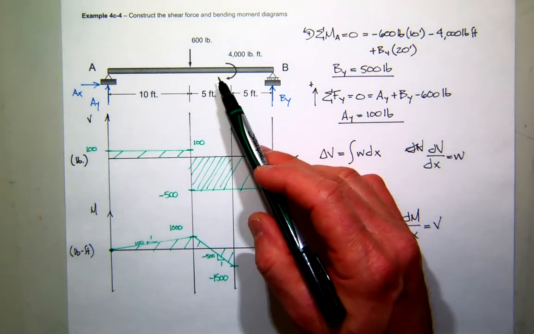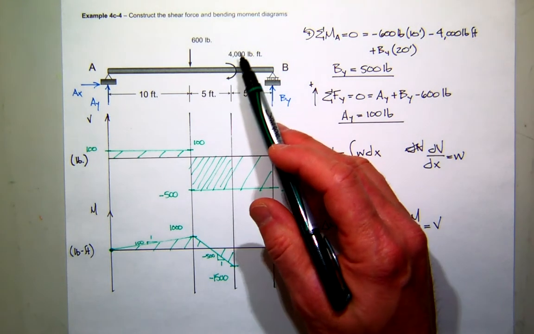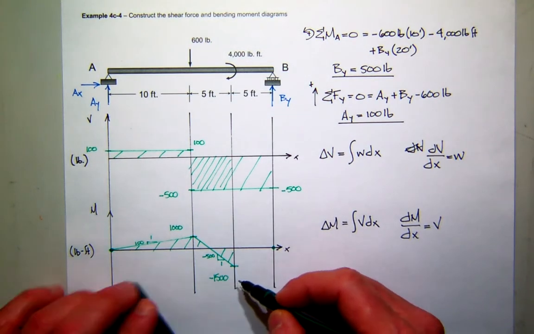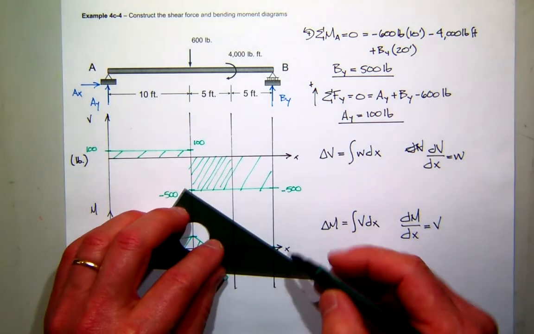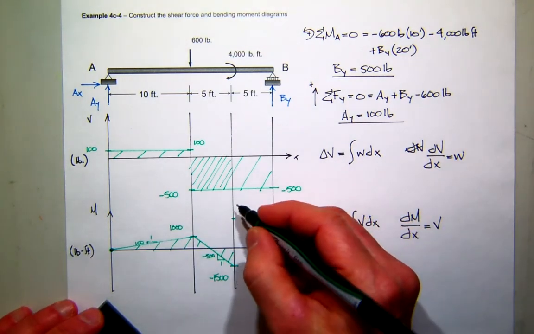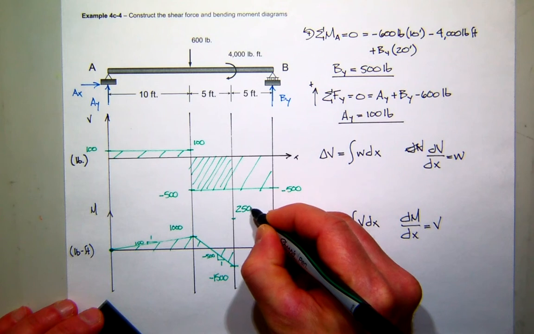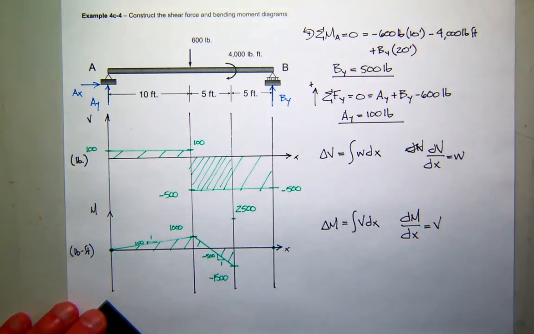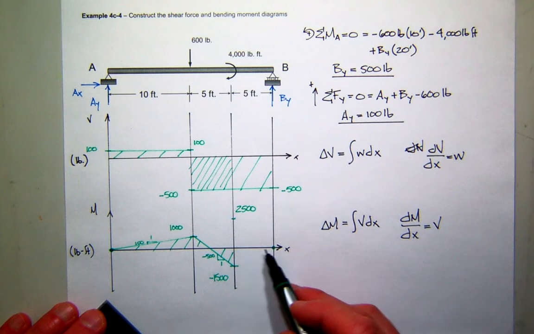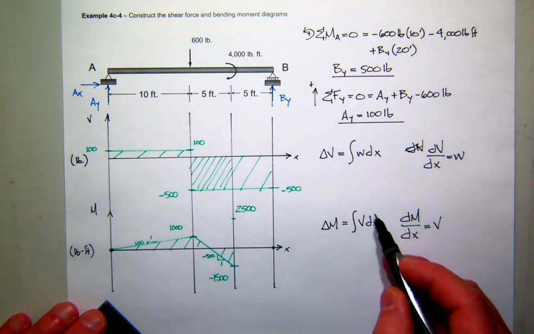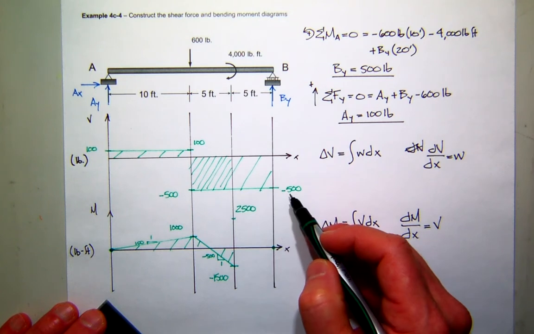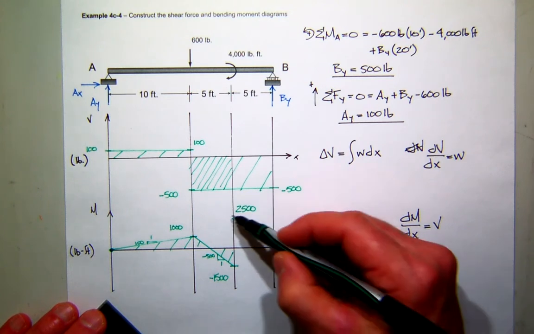Now what happens as I go from left to right, I'm going to see a jump in my moment of 4,000. So if I'm at minus 1,500 and I jump 4,000, that should bring me up to 2,500, right? And now the change in moment over the last 5 feet should be the area under the shear diagram, which is 5 times minus 500, negative 2,500. That brings it back to 0.